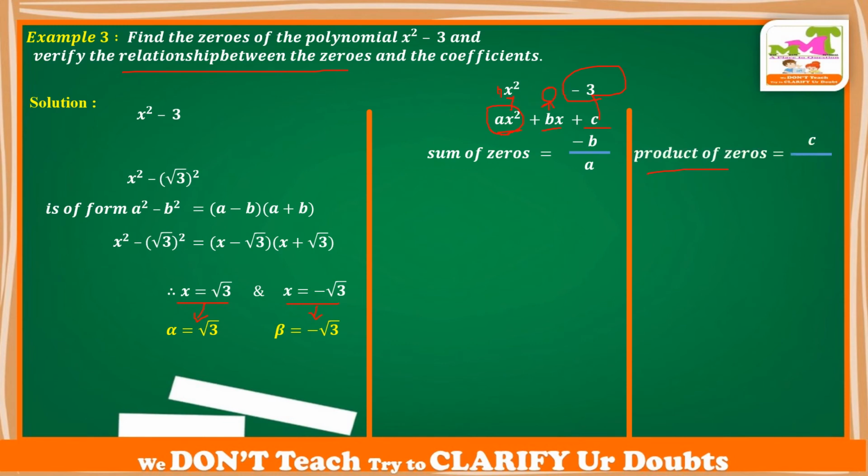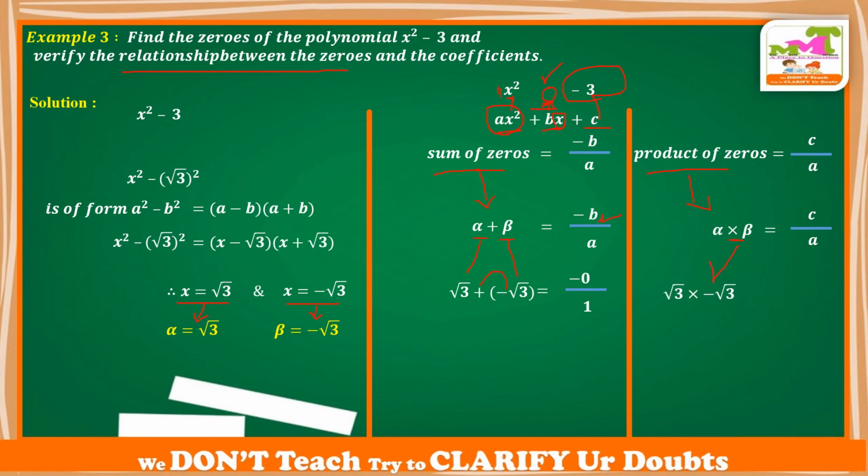And your product of zeros, c by a. Coming to the sum, alpha plus beta is equal to minus b by a. Then what do you mean by product? Yes, multiply alpha into beta is equal to c by a. Then what's the value of alpha? What's the value of beta? And here equals minus b by a. So minus 0 by 1. Why is that b 0? Because they haven't mentioned any number as the coefficient of x. There is no x, to be frank. So we consider the coefficient to be 0. And here plus into minus, it's going to be minus.